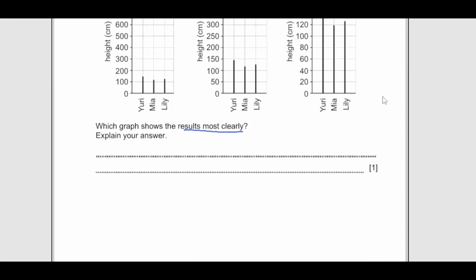So this graph shows clearer results than the other two. So we are going to write down here the answer. Which graph? We will write down here graph C. And for the explanation, we will write: scale on vertical axis makes it easier to see the difference, right?